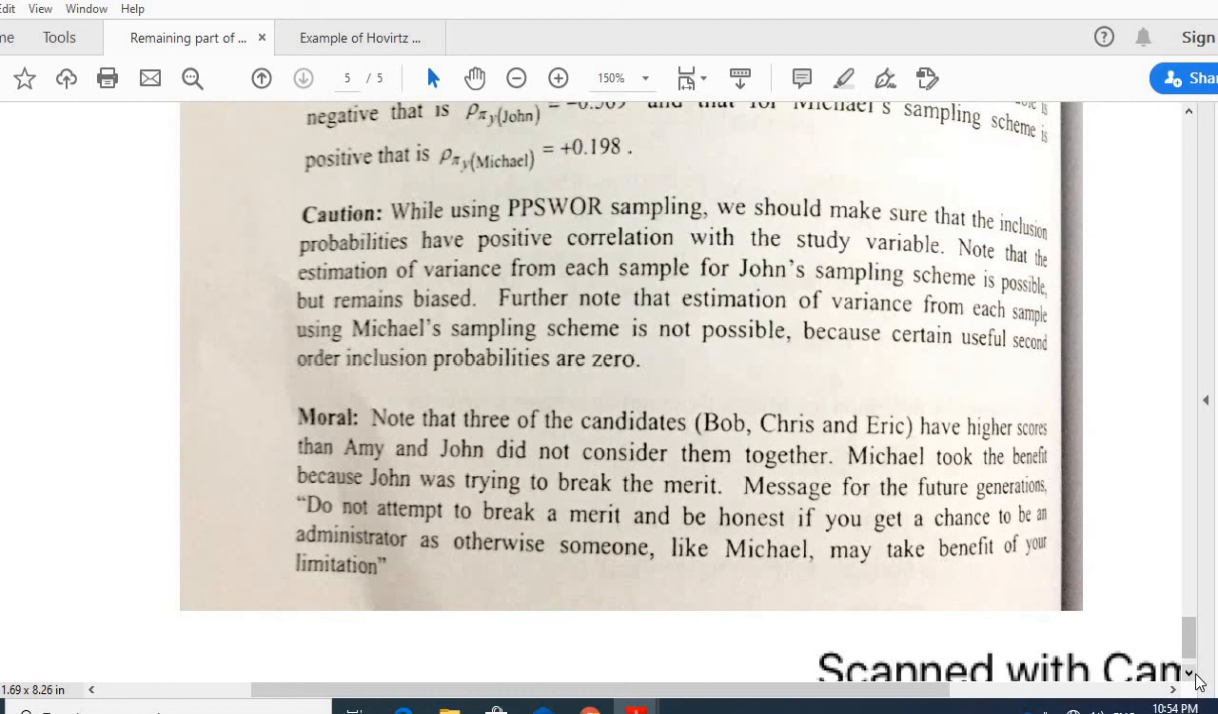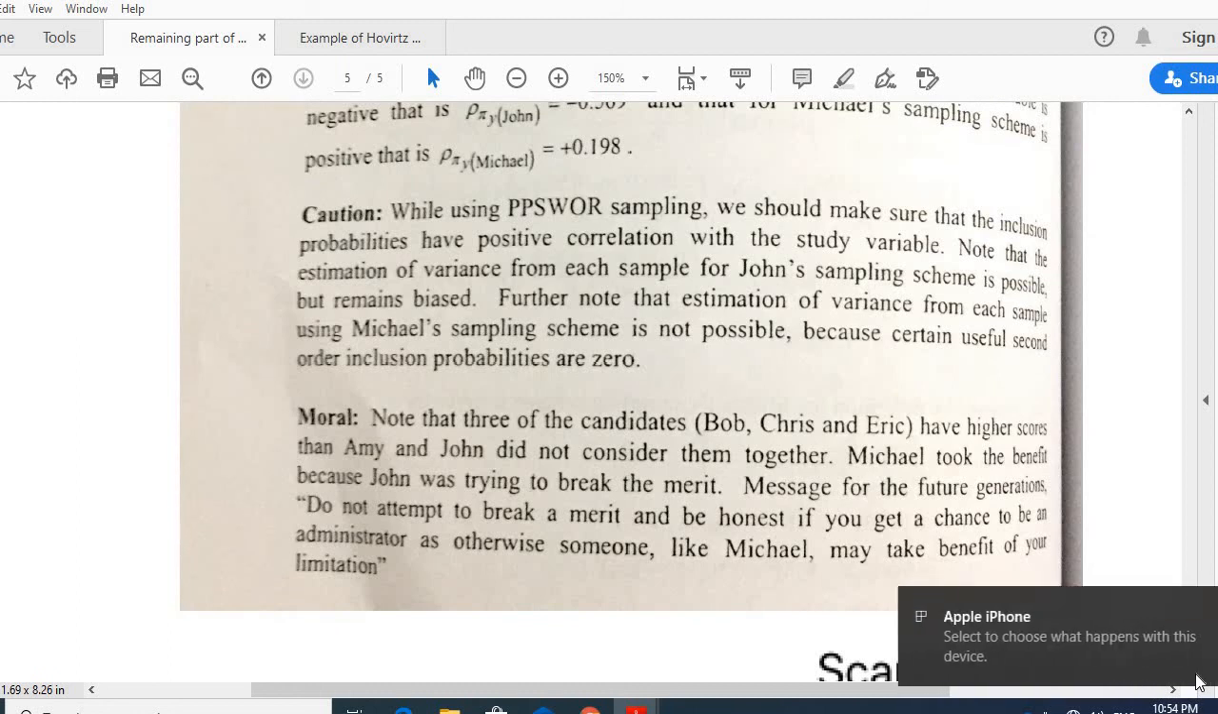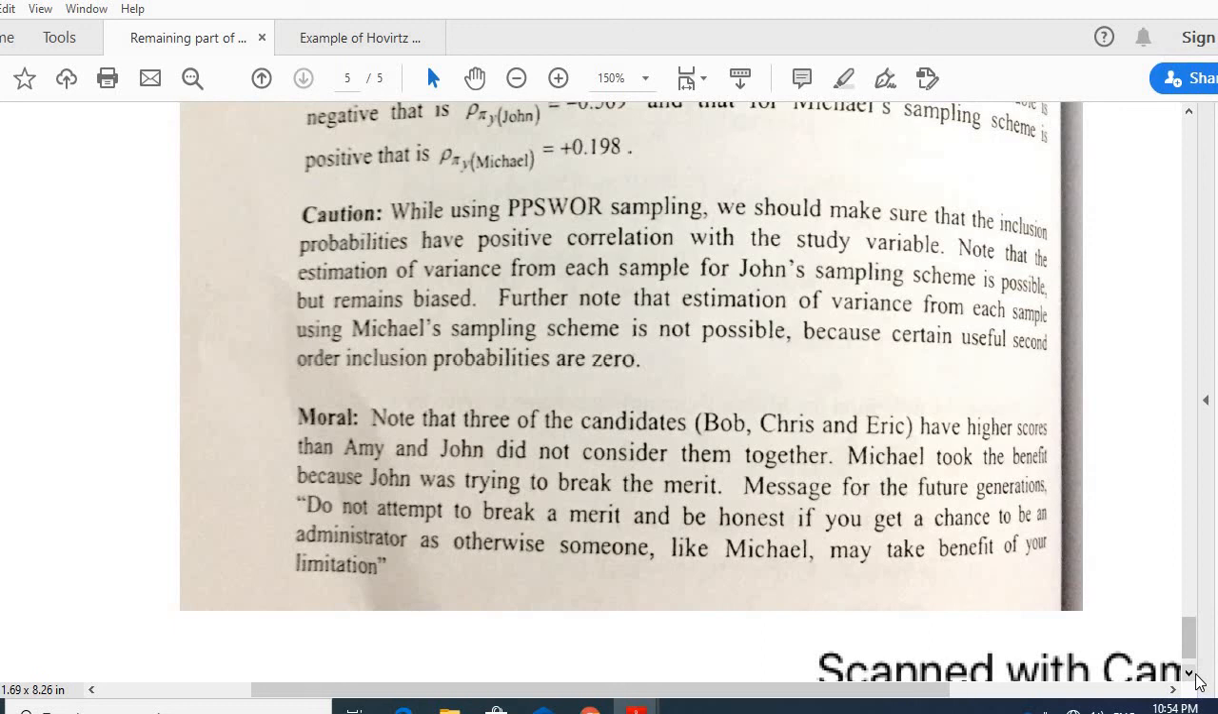Also note that three of the candidates, Bob, Chris and Eric, have higher scores than Amy, and John did not consider them together. Michael took the benefit because John was trying to break the merit system. For the further generation, do not attempt to break merit, and be honest if you get a chance to be an administrator, as otherwise someone like Michael may take benefit of your limitations.